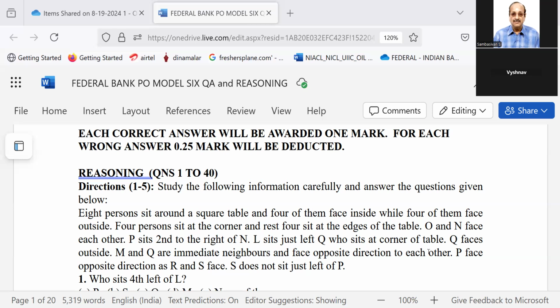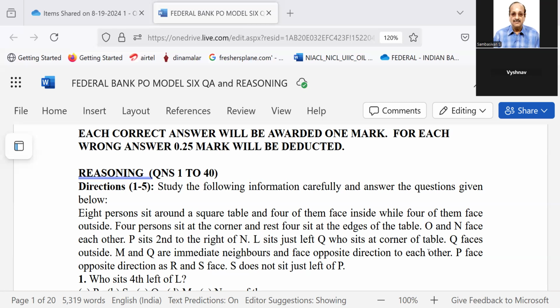This Q is facing outside, so to his left, L is sitting. M is on the right side of Q. L is on the left side and M is on the right side of Q. Q is facing outward, so M is facing inward.